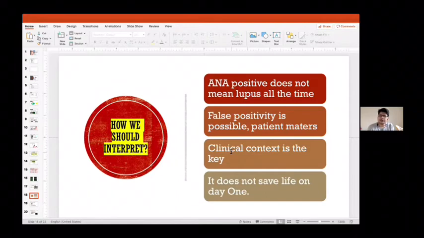And now if I order ANA, if that comes 3 plus or even 2 plus homogeneous, I will respect it because it is likely to be lupus positivity of ANA.